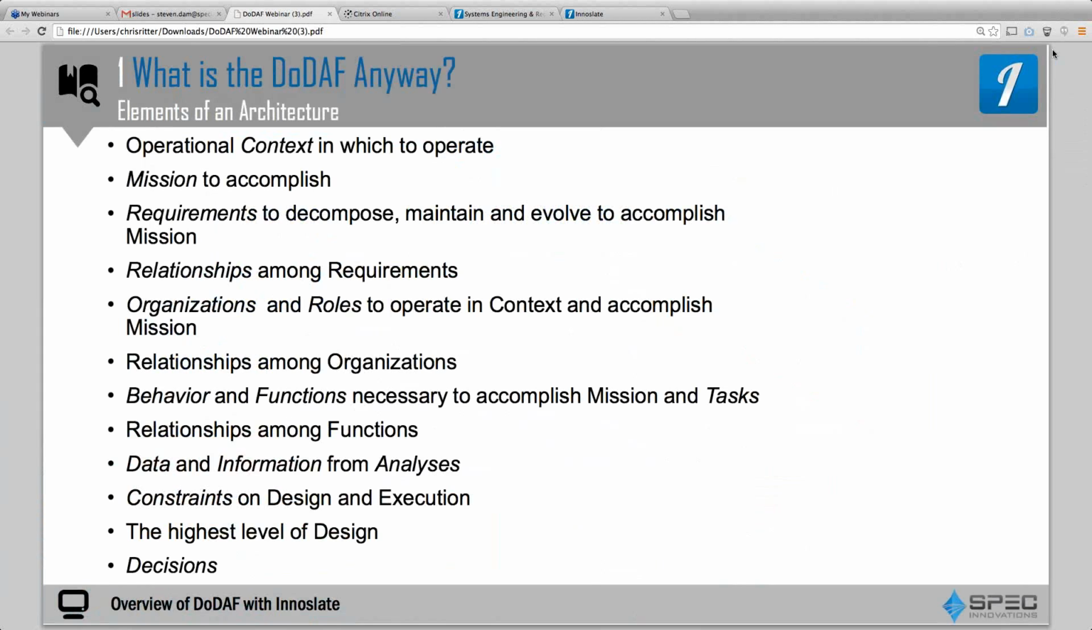So as you can see, these elements we need to capture as a set of information that needs to be captured and then displayed in various ways. So the DoDAF gives you a mechanism for displaying them consistently.